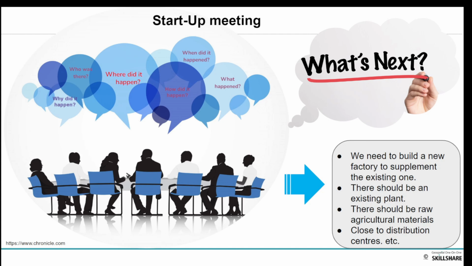But again, the question is what next? In this discussion and conclusions that have been made, the question now is where do we find places where there are already existing plants? Where do we find places where there are enough agricultural materials that can supplement or that can feed the factory what it needs?